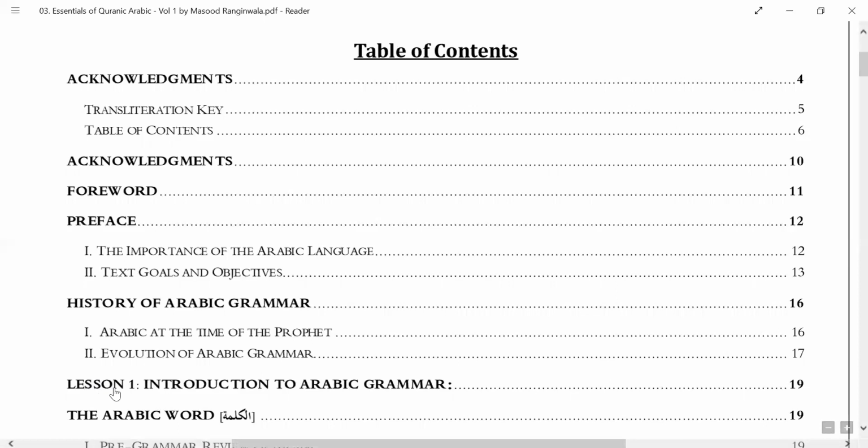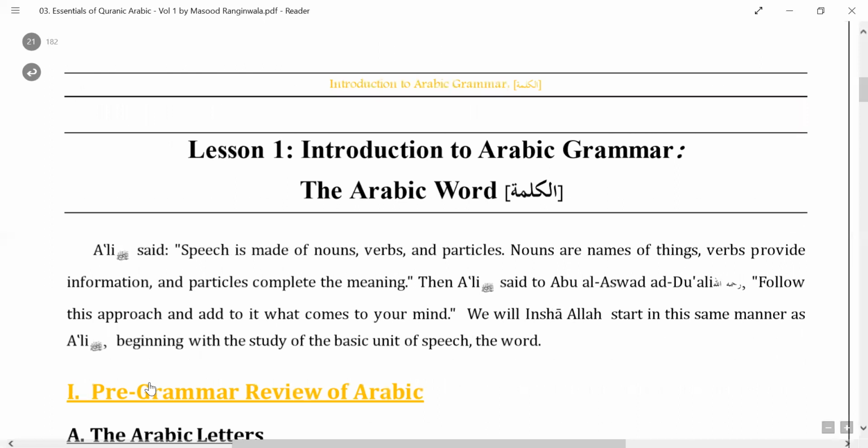We will now start from Lesson 1. Then we will do Lesson 2. Lesson 3 is already there, so where we last stopped, we will continue from there. I'm not going to repeat the ones which are already done, but I will send the link in order, so that if there are any new people who need to revise, you can do it in the particular order. So inshallah, we will begin with Lesson 1, which is Introduction to Arabic Grammar.